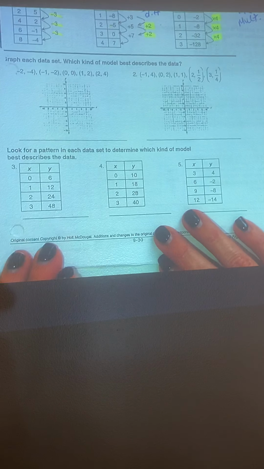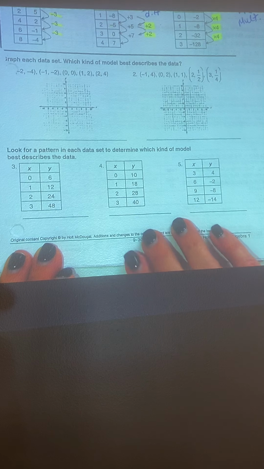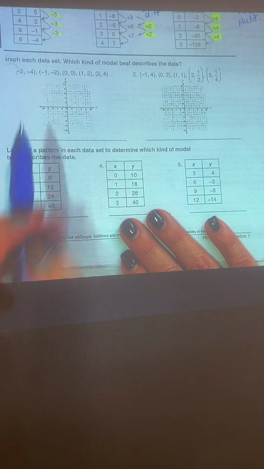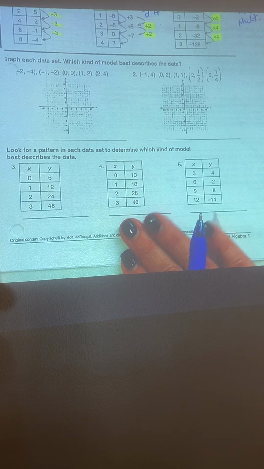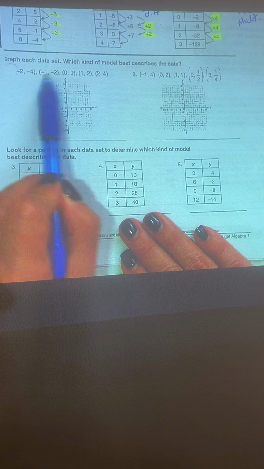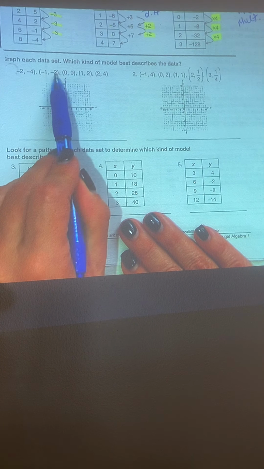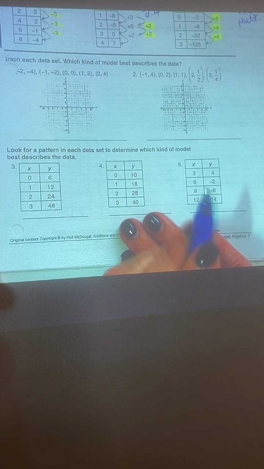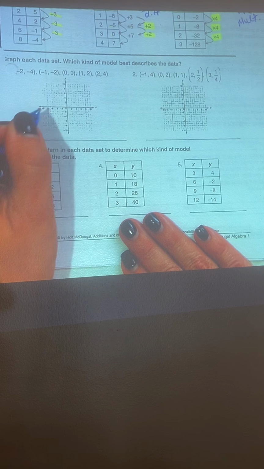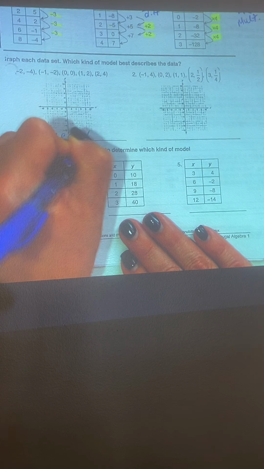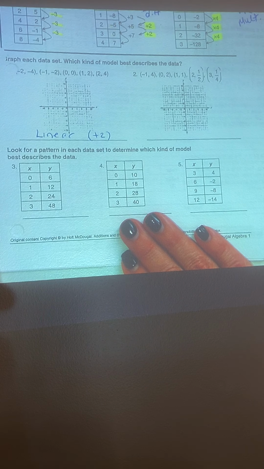So what are they? Are they exponential, quadratic, or linear? You are welcome to graph them if you want, or you can just look at it. I'm going to just look at them. -2, -1, 0, 1, 2. My x's are good. My y's, -4, -2, 0, 2, 4. Notice my y's are going up by 2, therefore it is linear. It has a constant first difference going up by 2.